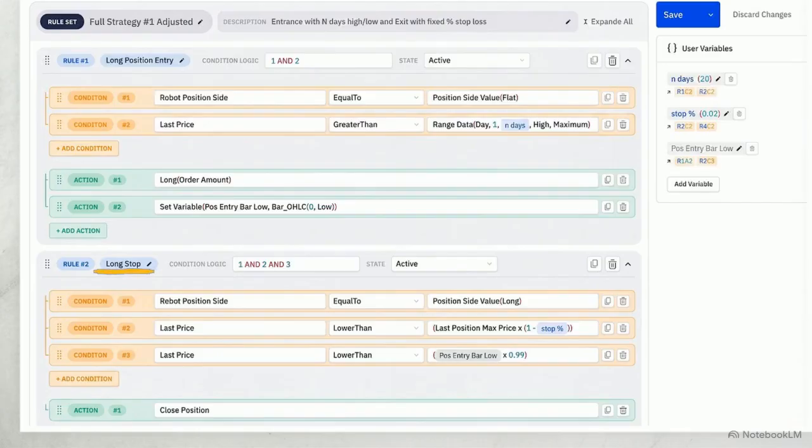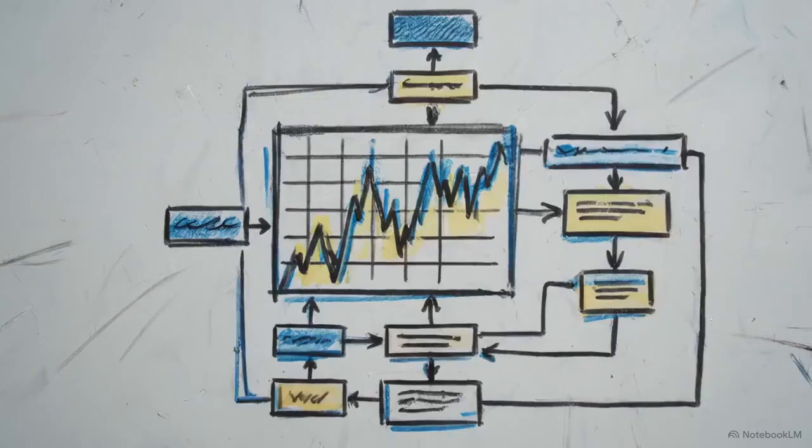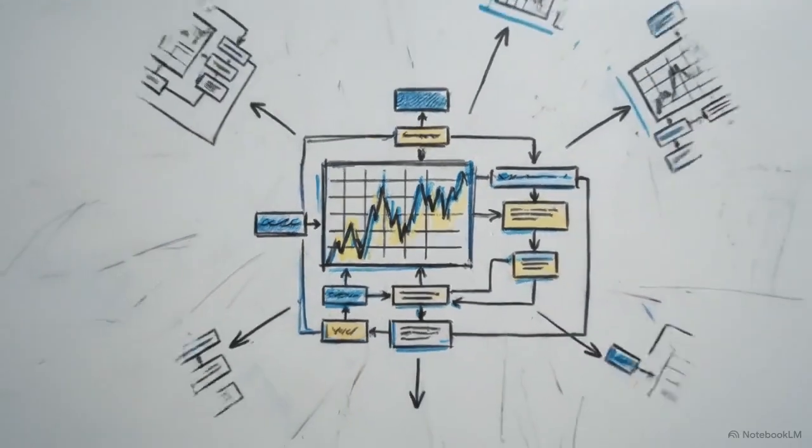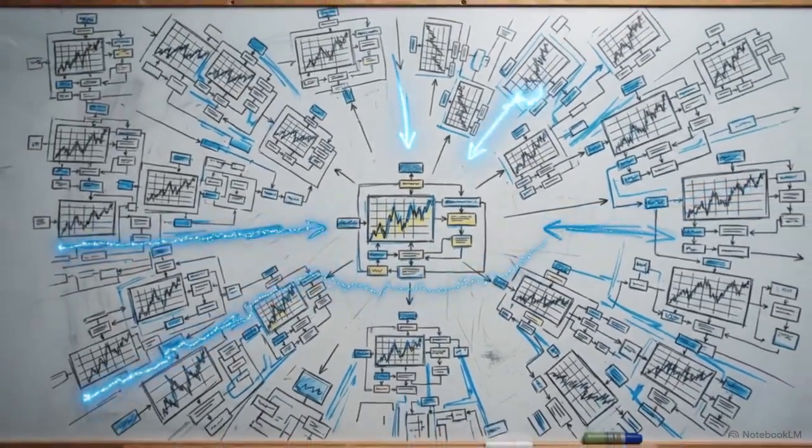Now we can apply that memory. In our stop-loss rule, we add a condition that compares the current price to our stored variable. This forces the system to calculate an exit based on the specific price we captured at entry. This manages individual trade logic. Now we can move to the backtesting suite to see how the parameters we created can scale our research.